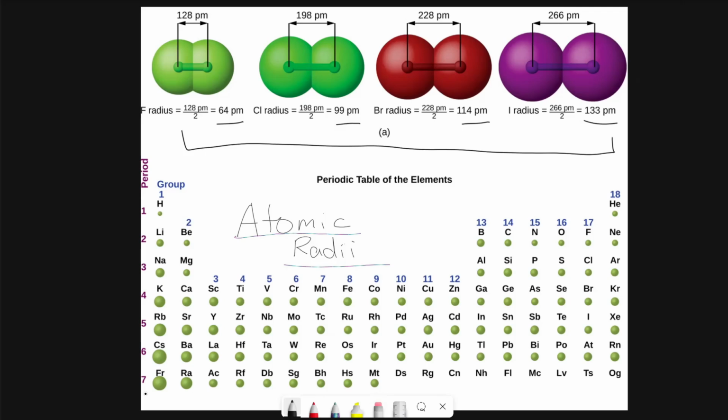So the atomic radius gets smaller as you go from left to right and larger as you go from right to left. Very intuitively speaking, the radius also increases as you go down a group because there are more energy levels, there are more electrons, and so the space that they take up increases the size of the radius.